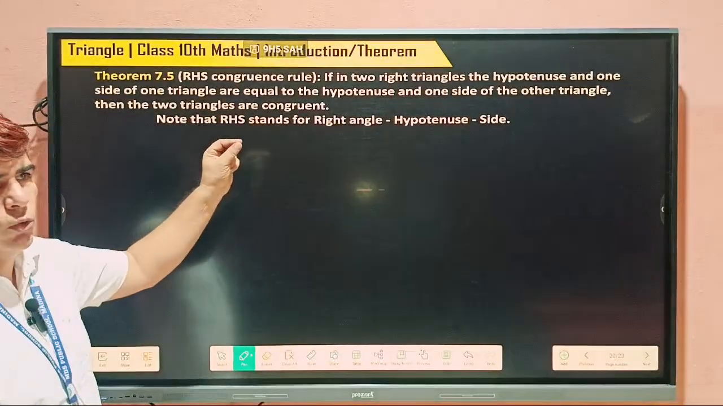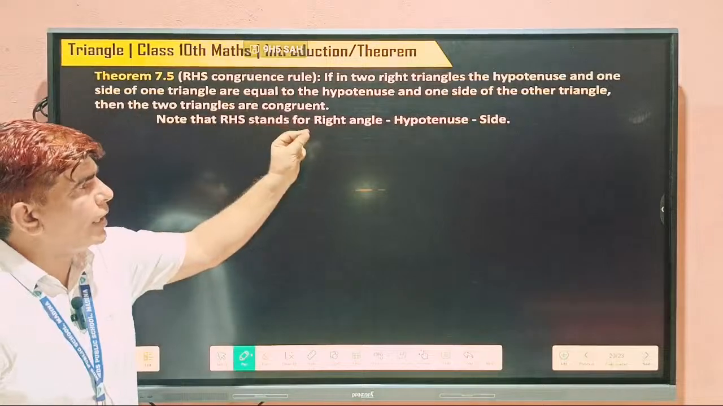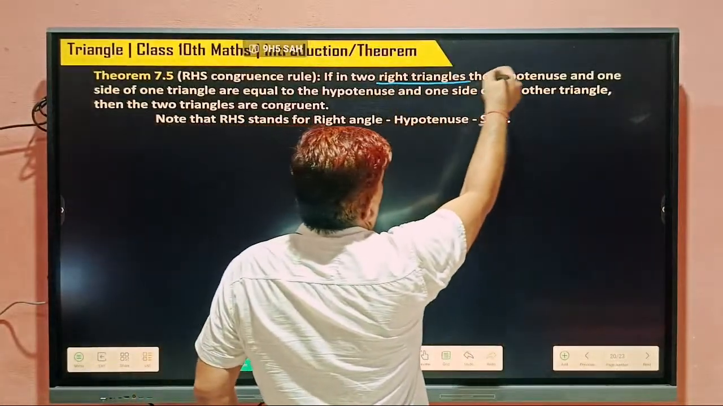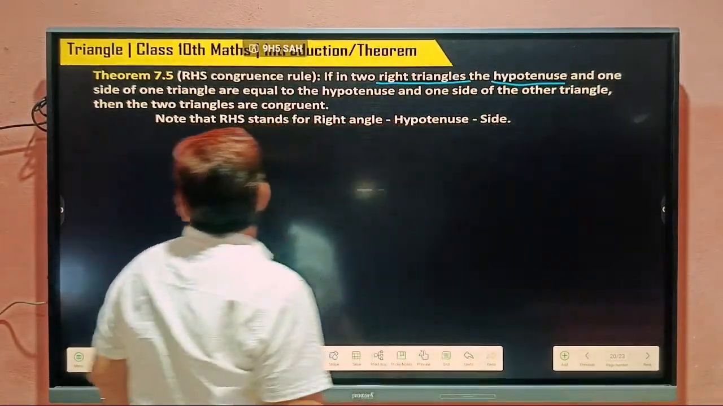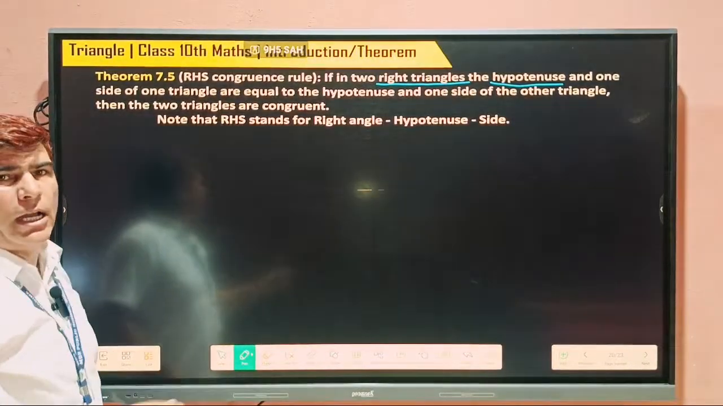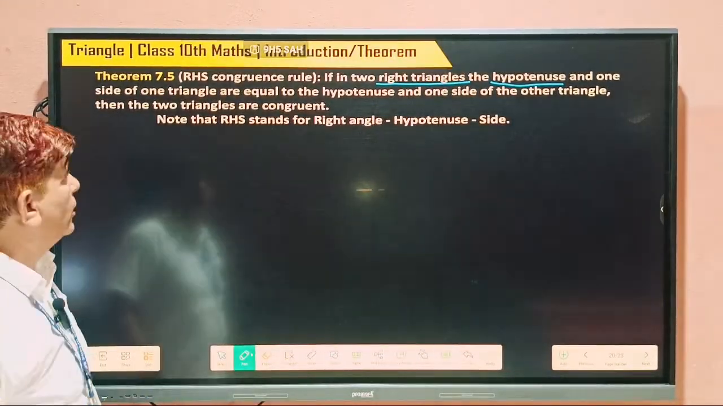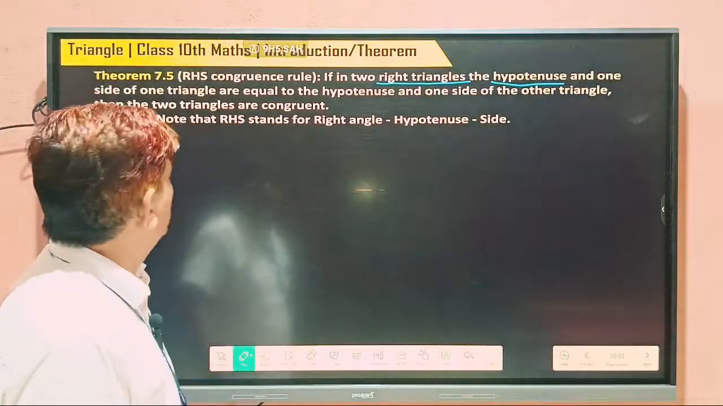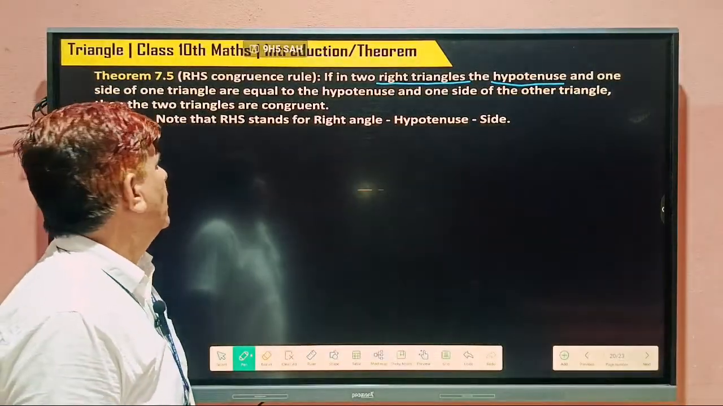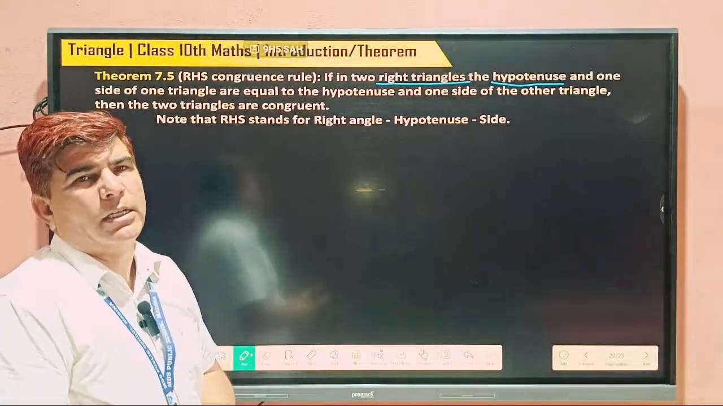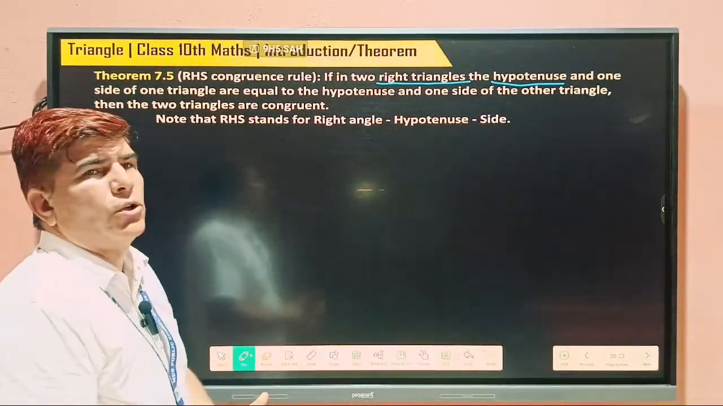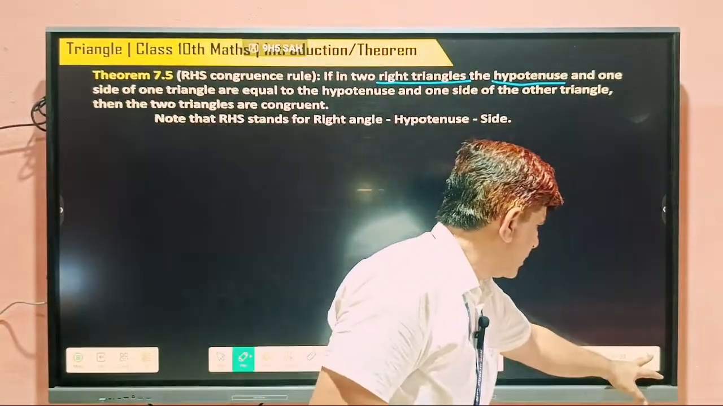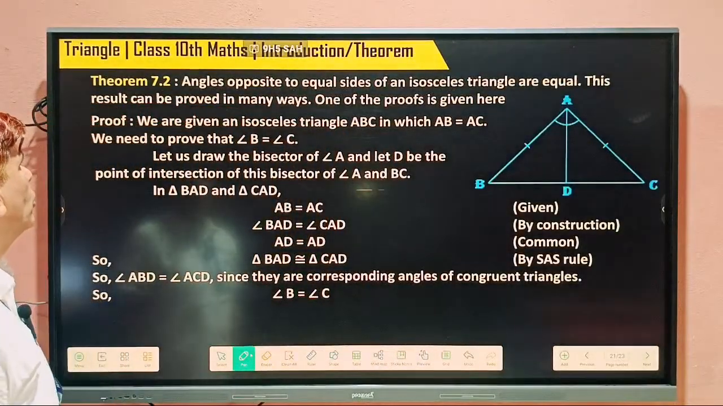this RHS congruence rule I already told you. If in two right angle triangles, one angle must be 90 degrees, and the hypotenuse and one side of one triangle, either the base or the perpendicular, is equal to the hypotenuse and the corresponding side of the other triangle, then the two triangles are congruent. This is known as the RHS congruence rule, right angle hypotenuse side. Side meaning any side. So I think you understood. Now one more theorem is given.